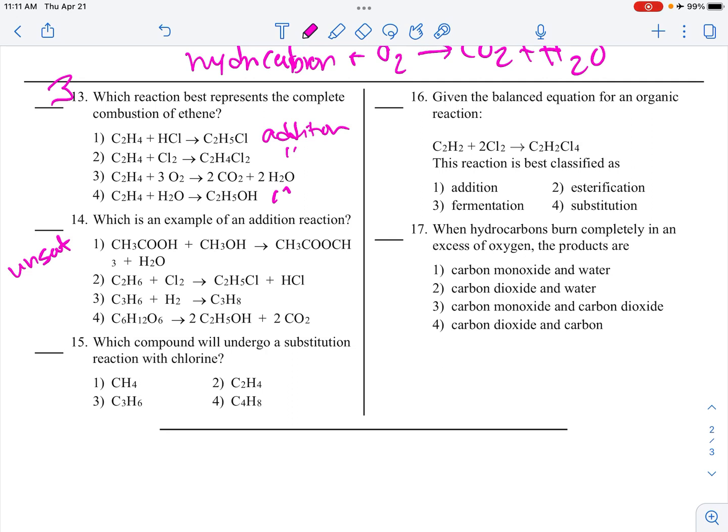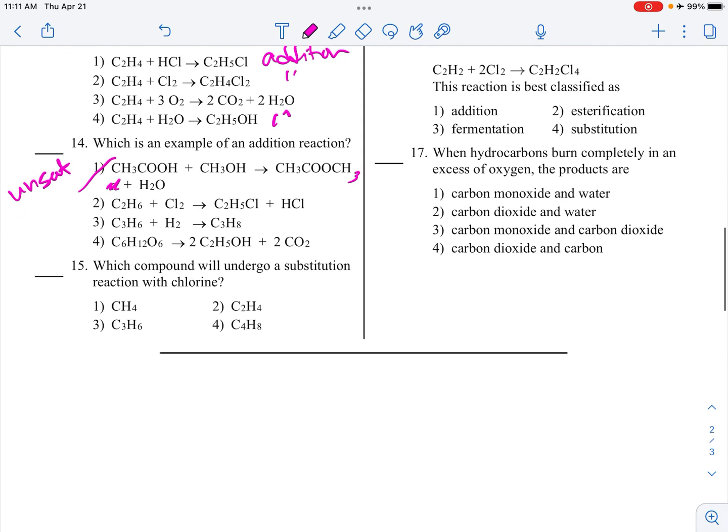And I hate how this broke up like this. This is CH3COOCH3 plus H2O. So that looks like you've got two products. We're not adding them together. And actually, if I were to go down here, CH3COOCH3, what is that? That's old Granny Esther. That's a formation of an ester, so that's esterification.